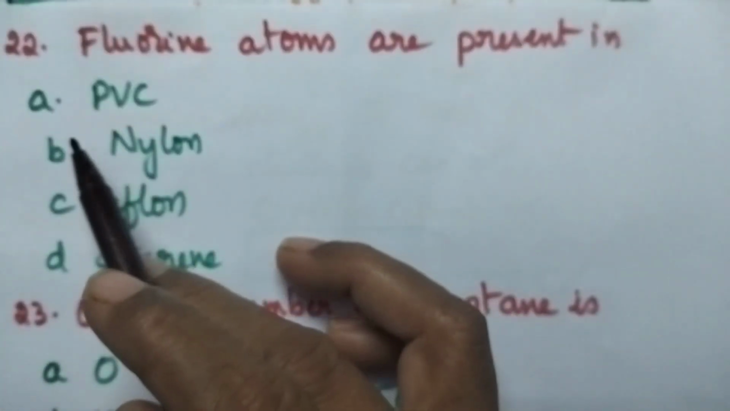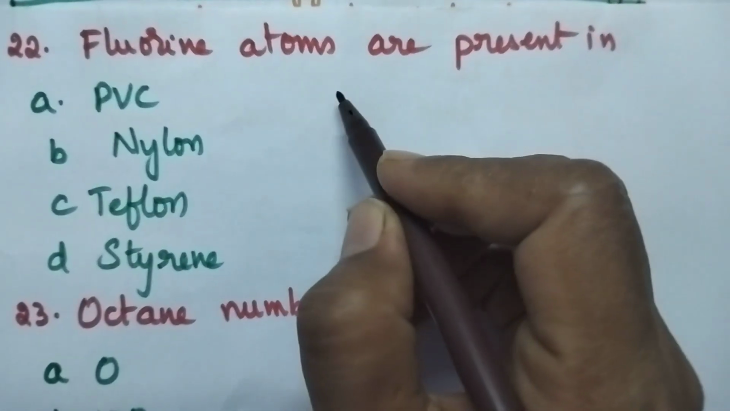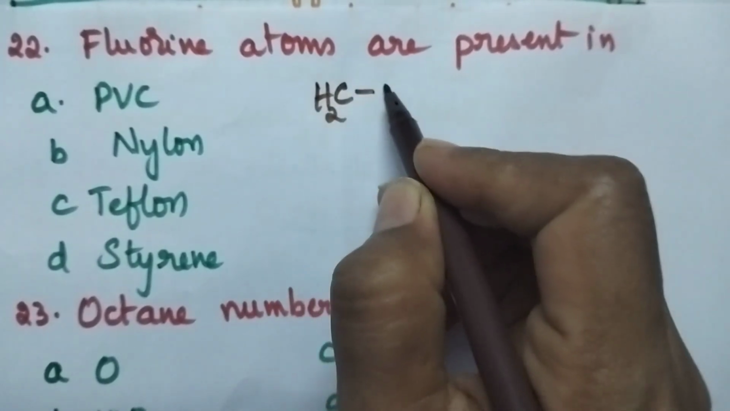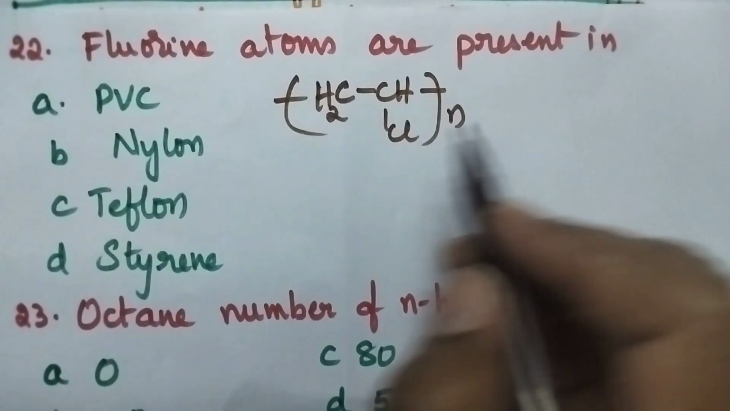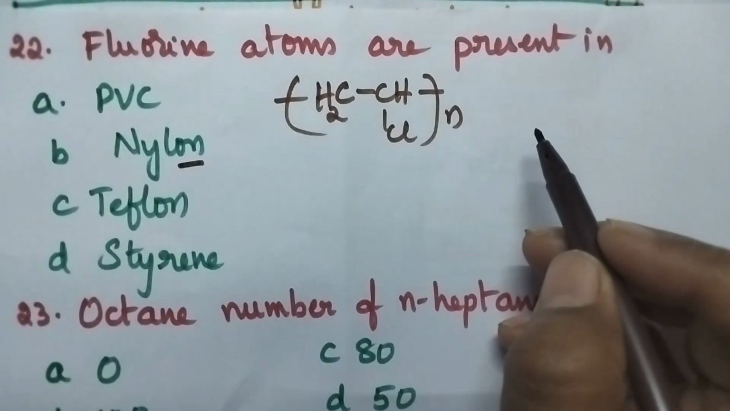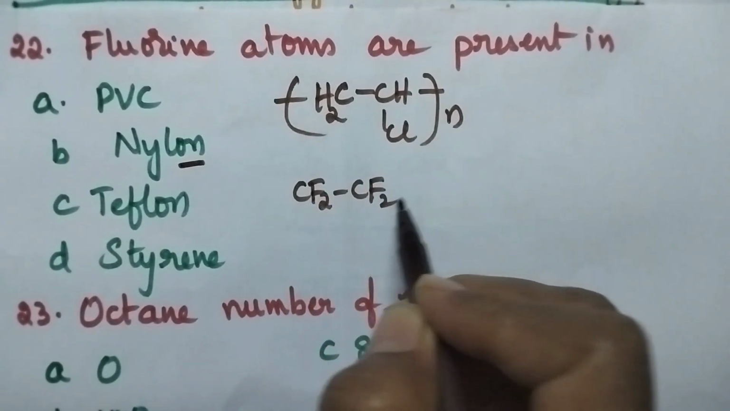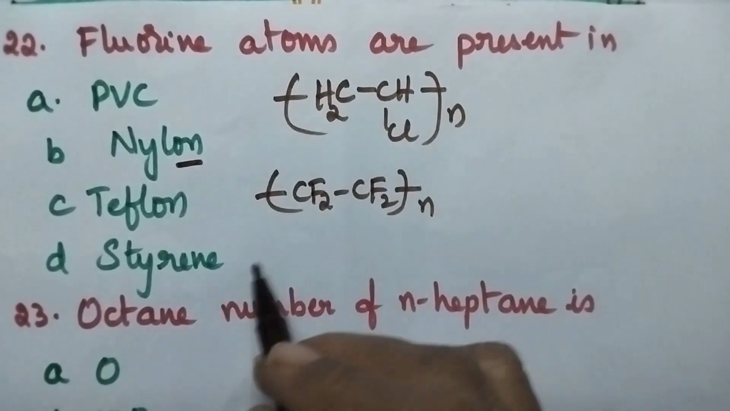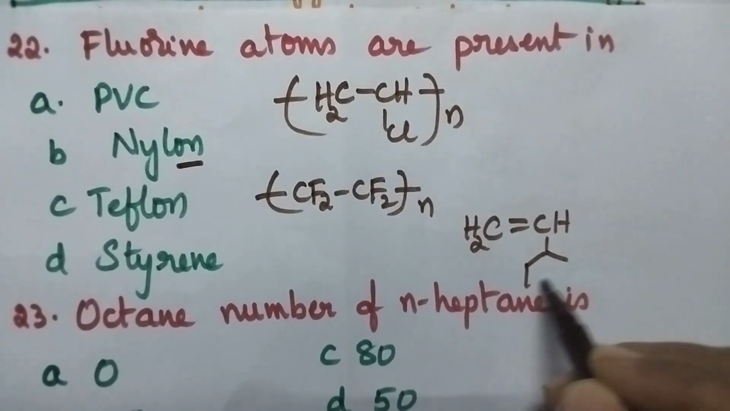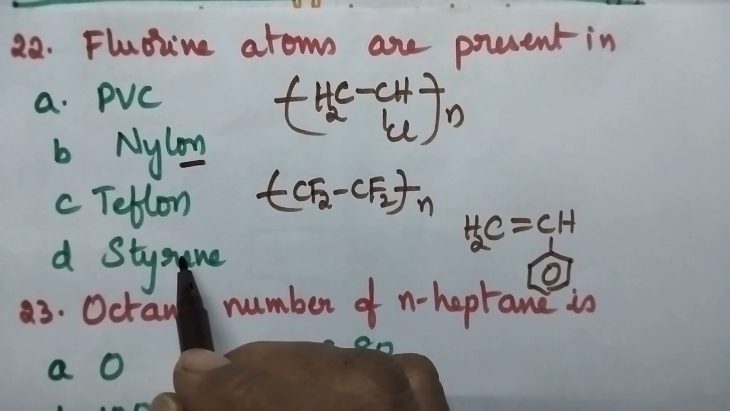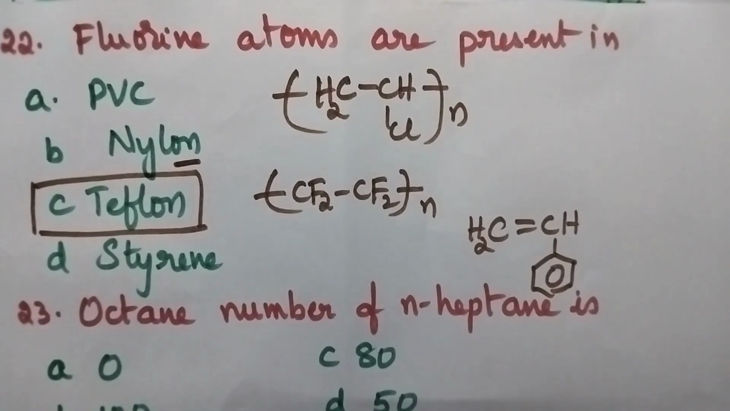Fluorine atoms are present in A. PVC. B. Nylon. C. Teflon. D. Styrene. So PVC structure is CH2-CHCl, n times. Nylon means it consists of amide group. Teflon means CF2-CF2, n times. Styrene means CH2=CH benzene nucleus. Hence Teflon contains fluorine atoms. So option C is the right answer.